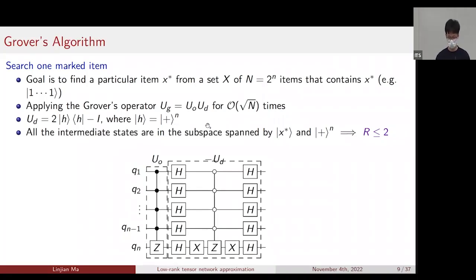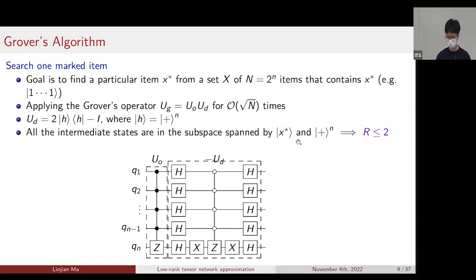So what the Grover operator does is that when the input is just the H state, which is a superposition of all states, every time we apply this UG, all the intermediate states will be in the subspace spanned by this X star, which is the marked item state, and also this H state. Basically, every time we apply this UG, the magnitude on top of X star will increase. And finally, we can output that item with high probability.